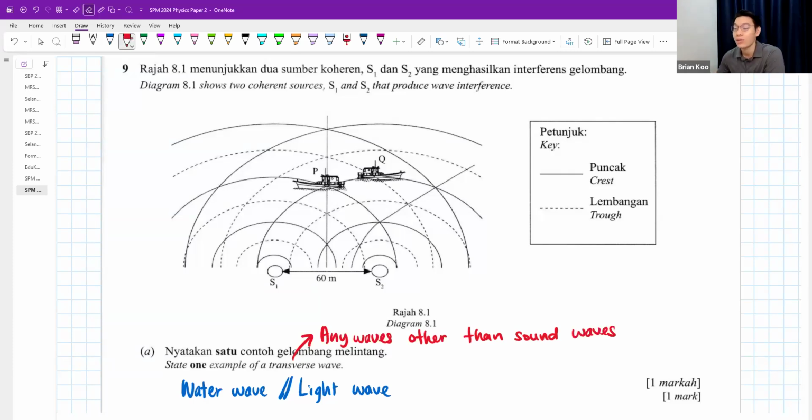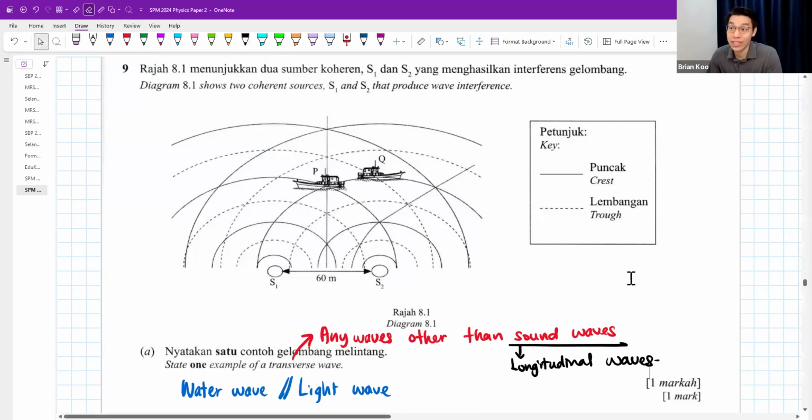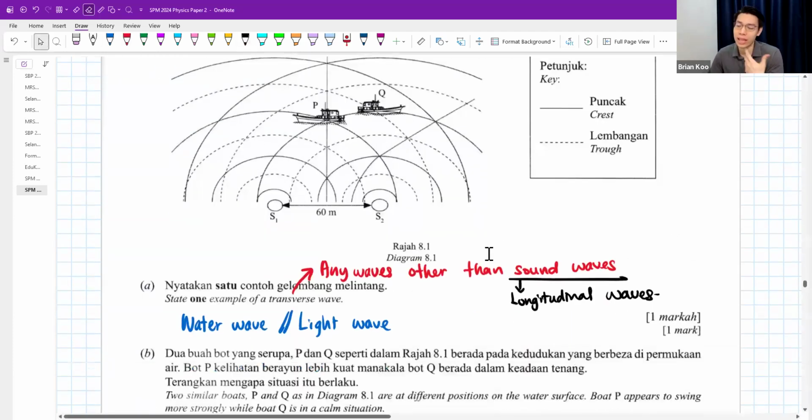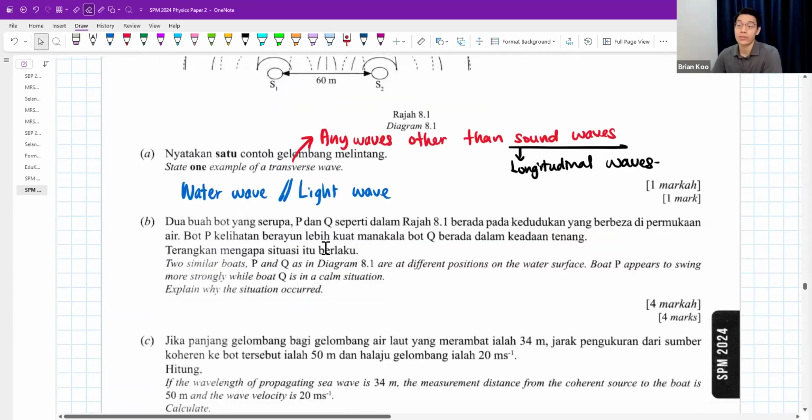Why? Because sound waves is the only example of longitudinal wave that you need to memorize. Must know this. Sound wave is the only longitudinal one. Everything else is transverse. So water wave transverse, light wave transverse, radio wave transverse, gamma ray transverse, X-ray transverse. Electromagnetic waves also transverse. Okay, you can write electromagnetic waves also transverse.